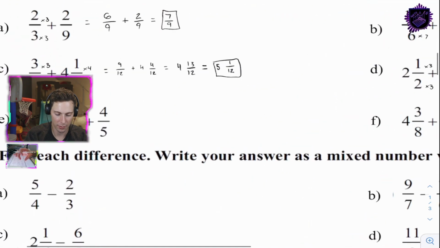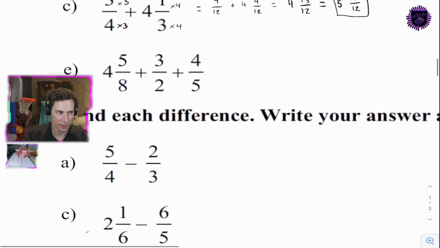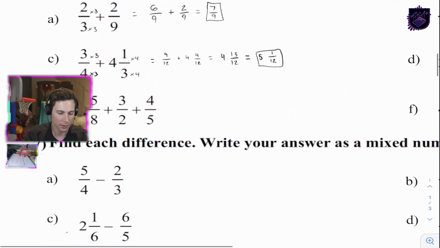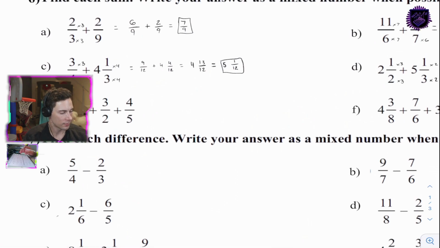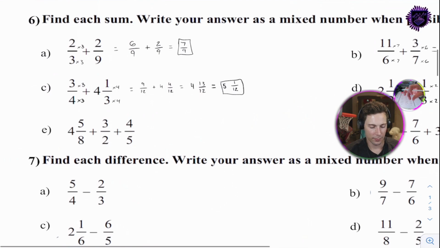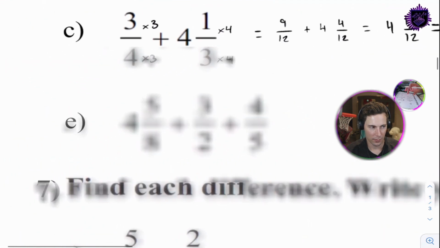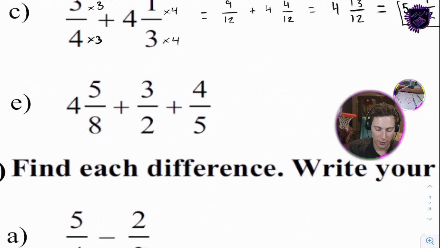On to the next. Question 6E. I'm trying to get my head out of the way here. 6E. There we go. 6E. 3 fractions. Oh my goodness. All right, let's go and work over in the margins over here.